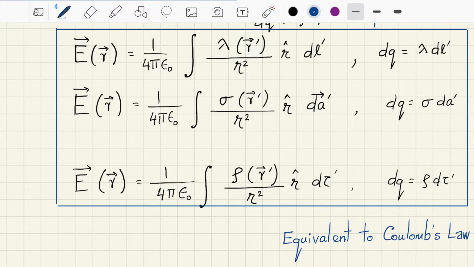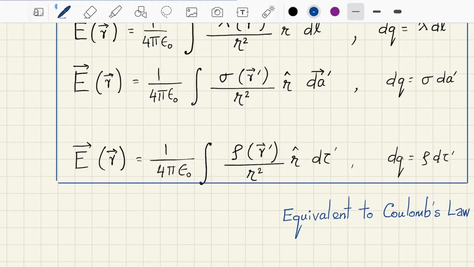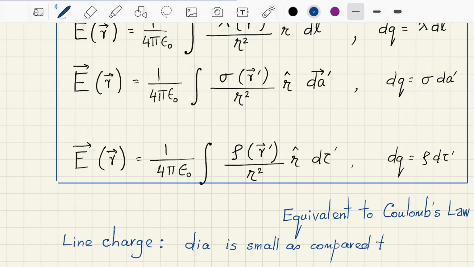Now, at this stage, let me point out, when I say a line charge, it means it's only a one-dimensional line charge, the other two dimensions are not there. Normally we have a 3D space. Now, when do I consider a line charge? If the diameter is small as compared to the distance you are interested in.